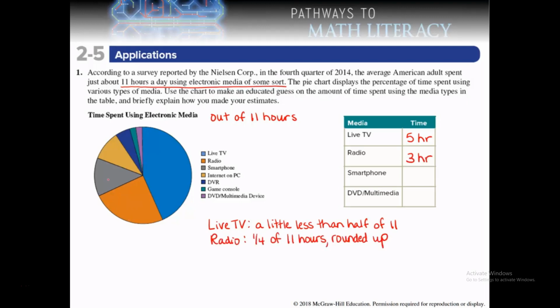Then smartphone is the next largest from there, this gray slice, and that looks about half as big as the radio slice was. So if the radio slice was about 3 hours, smartphone would be about 1.5. And then they ask about DVD multimedia, which is the smallest slice, the purple one. And that one does not look like much at all. The smartphone slice we estimated at 1.5 hours. If you cut that into 3 pieces, they'd be 30 minutes a piece, and purple would still be smaller than that, so maybe about 15 minutes.